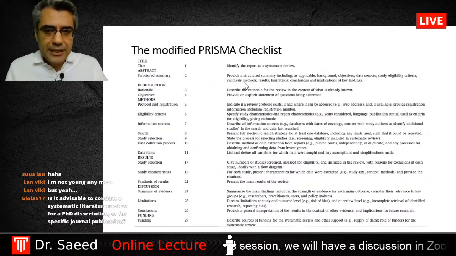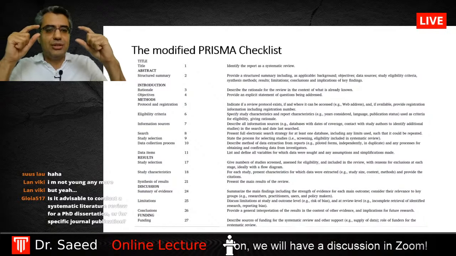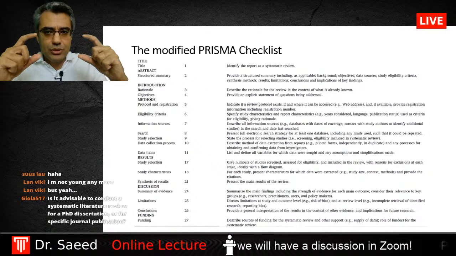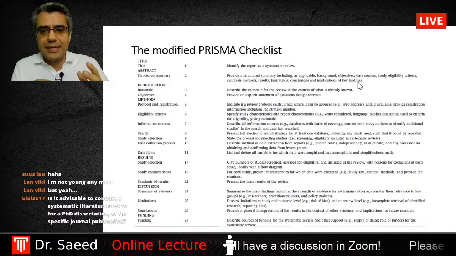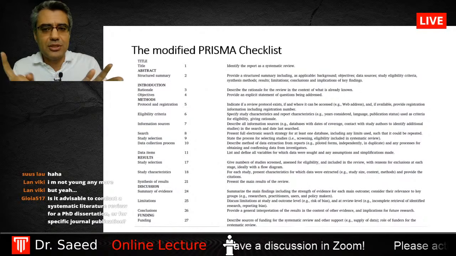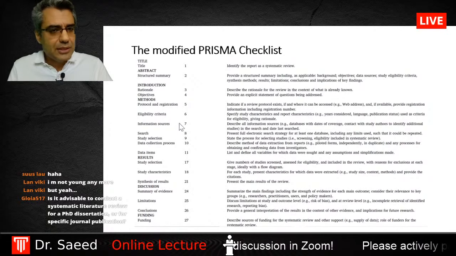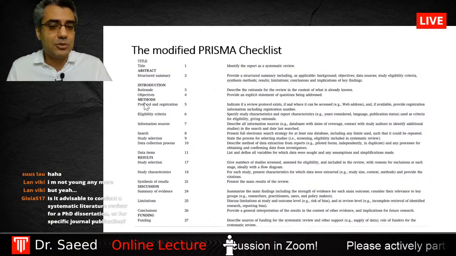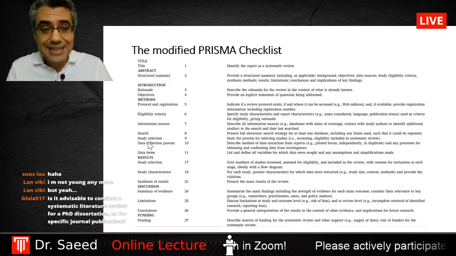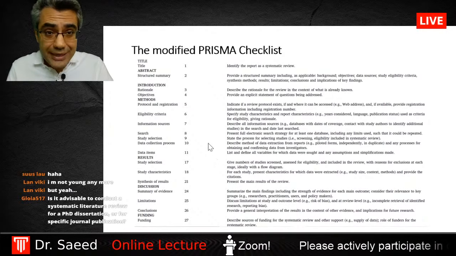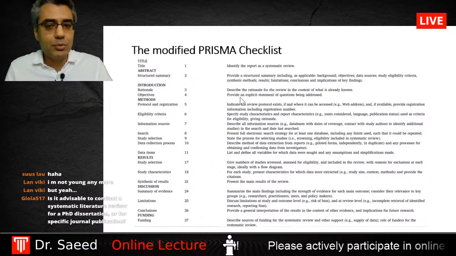Then abstract. In the abstract, you need to provide a summary of the objective, then methods, then results. And in the methods part, you need to provide the data sources, study eligibility criteria, and so on, right? Okay, we'll discuss this later. Rationale, objectives, and so on. Methods: watch which parts should be addressed in methods. You cannot miss any of them. All must be explained. Results, funding, discussion, everything, you must follow this.